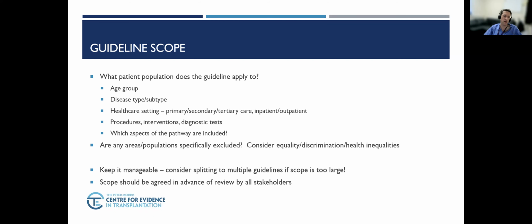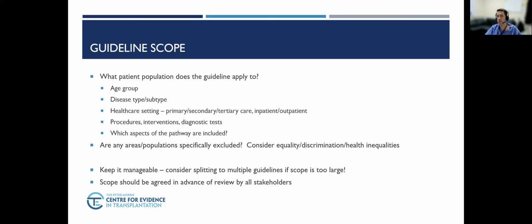So if you leave children out of your guidelines on liver allocation, for example, that might lead to an inequality for that group if they've not been considered fully. So as I say, above all, keep it manageable. Make sure that the scope of your guidelines is something that you are going to be able to achieve as a group within a feasible and reasonable period of time with the resources that you've got available to you.